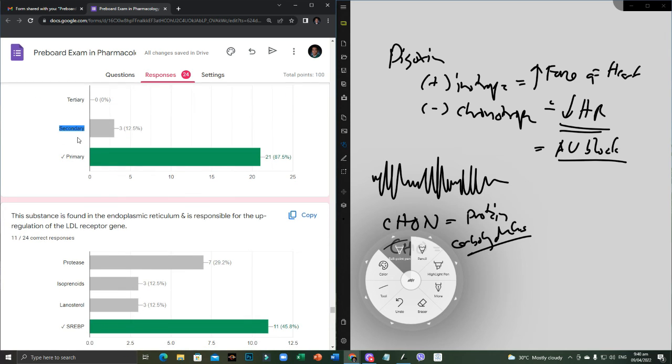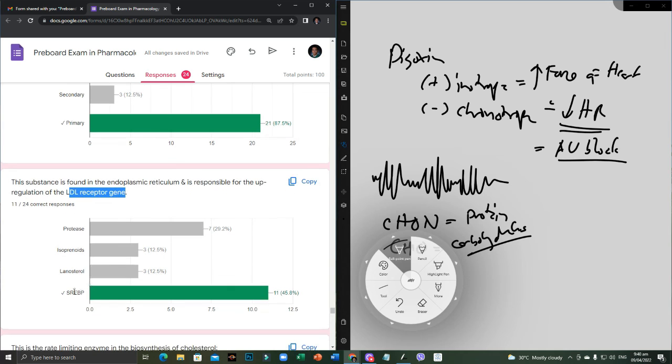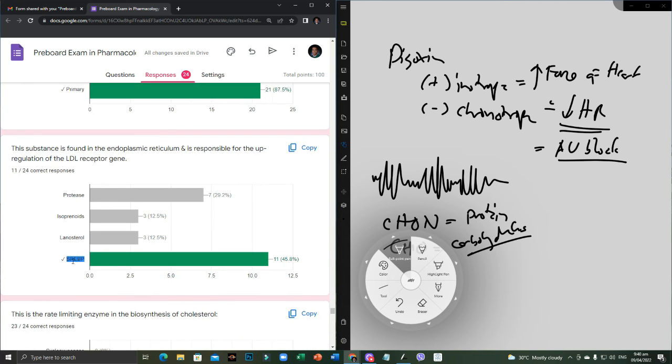So this substance is found in the endoplasmic reticulum and is responsible for the upregulation of LDL receptor genes. So very good. That's the SREBP, okay, which is also a target, class, of HMG-CoA reductase inhibitors or the statin drugs. They upregulate SREBP. Our statins, like atorvastatin, simvastatin.